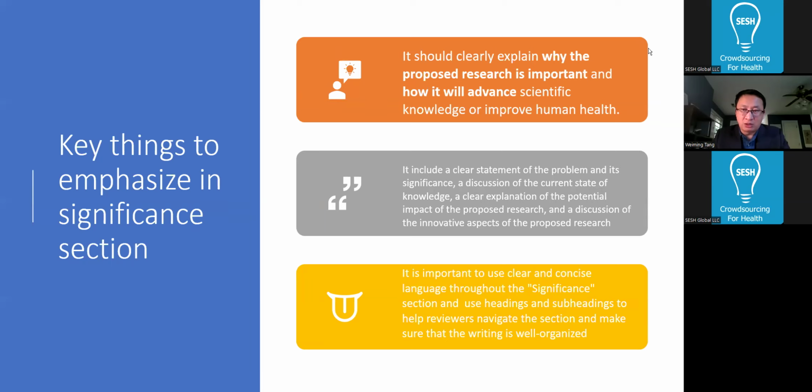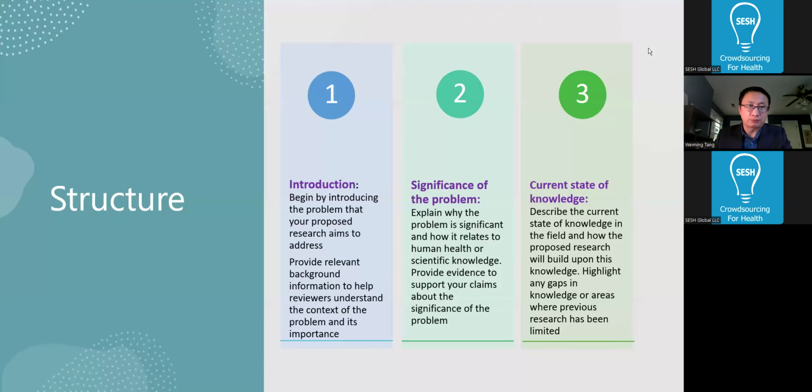So that's why you want to use clear and concise language and make things very clear to the reviewers, to let them understand the real problems in your field, and then navigate them through the whole section by using well-organized sections. I will use one example later on to show how we can organize the significance section.